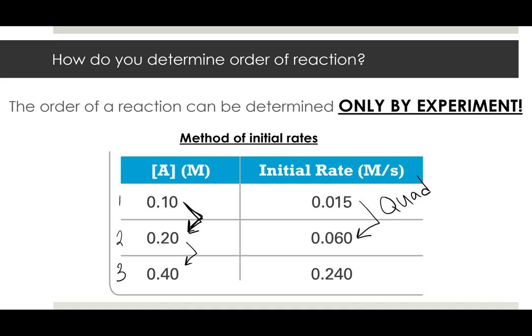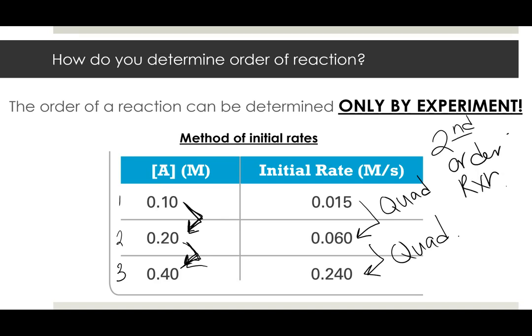15 times 4 is 60. And then trial 2 and trial 3, I doubled the concentration again. And again, the rate is quadrupled. Okay? 60 times 4 is 240. So if it is proportional to a square, this is a second order reaction. Second order reaction.